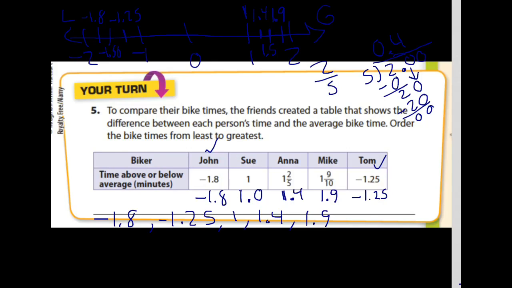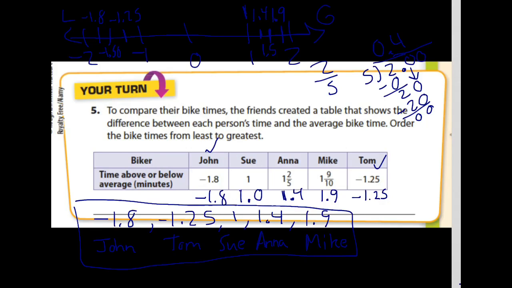And since it says the bike times, this is the bike times. If it asks for the people, I could just put below: John, Tom, Sue, Anna, and then last but not least, Mike. And then box in my answer. These are the times from least to greatest.